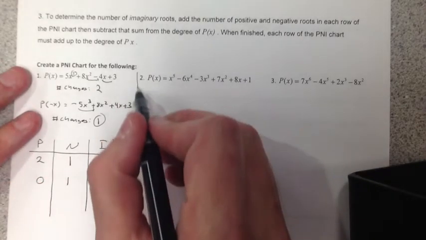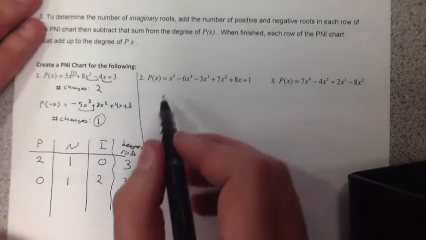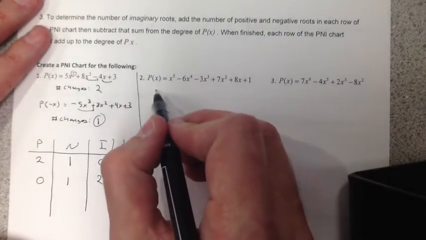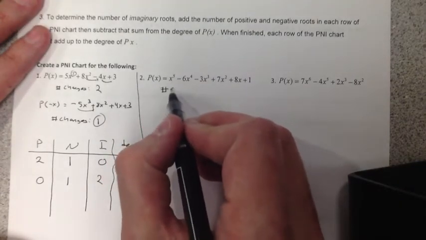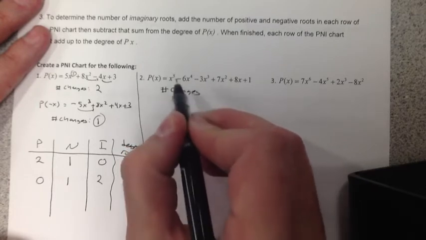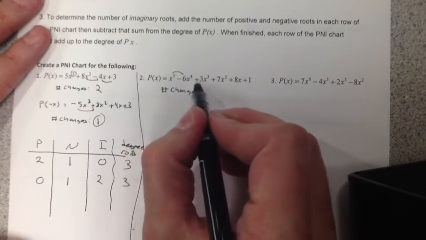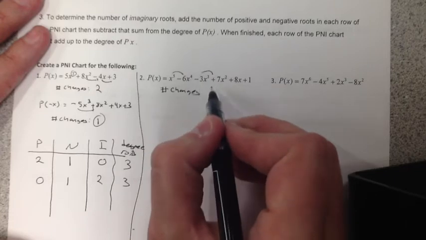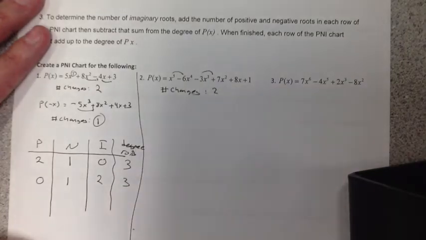Very easy to do. Let's take a look at the next one here. So this is my positive, because x is positive, so I count the number of sign changes. There's 1, 2. So there are 2 sign changes.